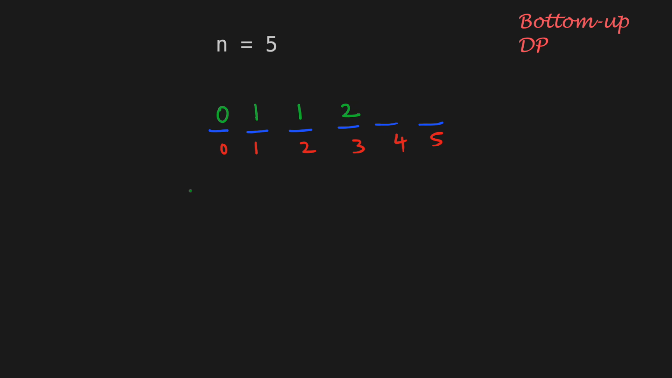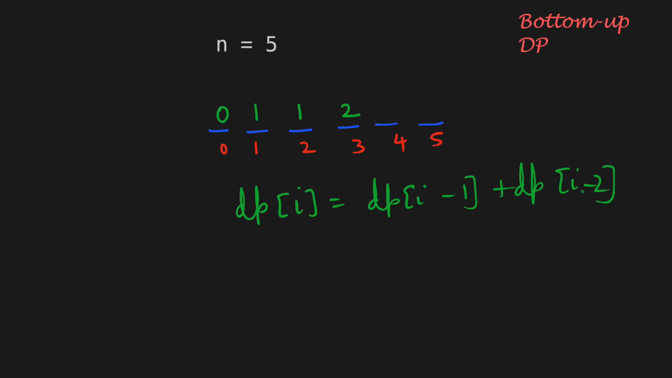So if you observe carefully, we are solving the problem for the current number using the sum of previous two numbers. So for the ith number in this dp table, we can write it as dp of i is equal to dp of i minus 1 plus dp of i minus 2. And this is what we call dp recurrence relation.